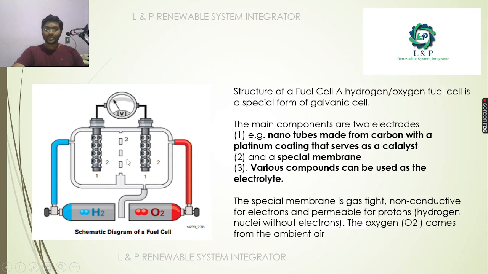Okay, so the special membrane is a gas type membrane, which is non-conductive for electrons and permeable for protons. It means protons can pass through it, but electrons cannot enter inside this special membrane. This is how this special membrane is being designed. Oxygen they will take from the ambient air, the existing air.